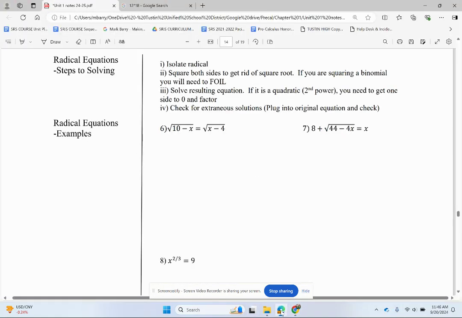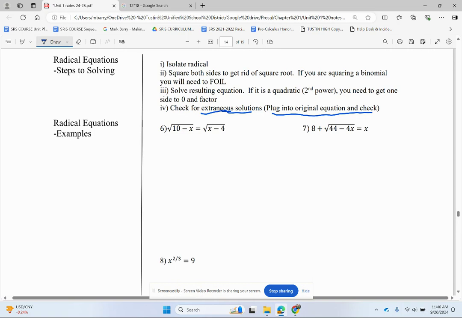All right, so next up we got radical equations here. For these ones, we want to isolate the radical first and then square both sides to get rid of the square root and solve the resulting equation. And then lastly on these ones, it's actually a lot more important than the fractional equations. We got to check for those extraneous solutions. And for that, we need to plug into the original equation and make sure it works out here, okay?